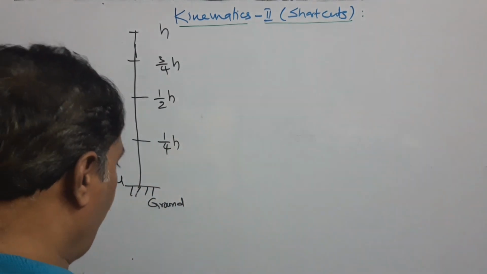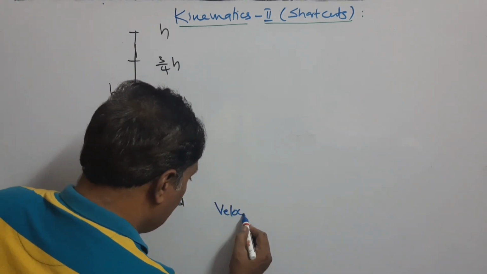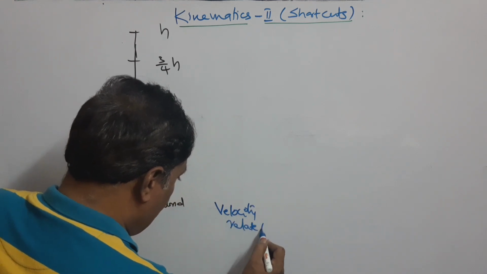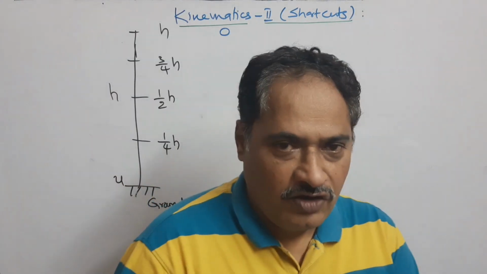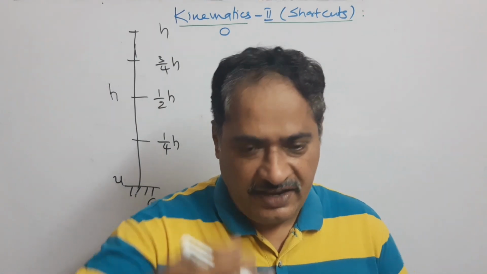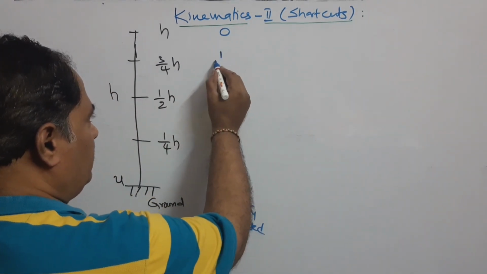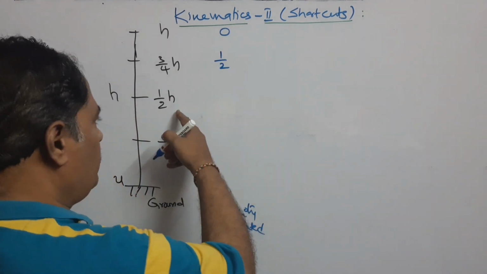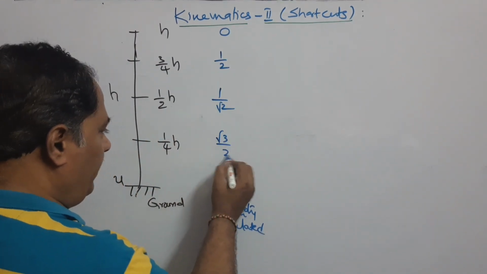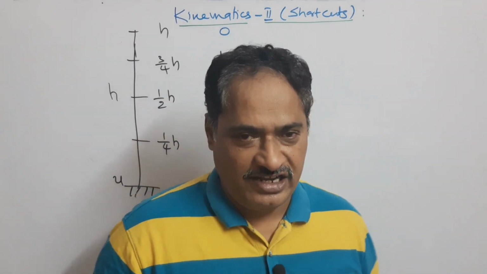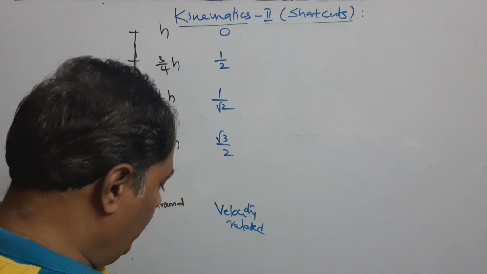In the case of velocity related, you know that velocity at maximum height is equal to 0. From this I want to write the shortcut. Sine 0 is 0, sine 30 is 1/2, sine 45 is 1/√2, and sine 60 is √3/2. I just want to write the standard sine values: sine 0, sine 30, sine 45, sine 60, as you know the values.